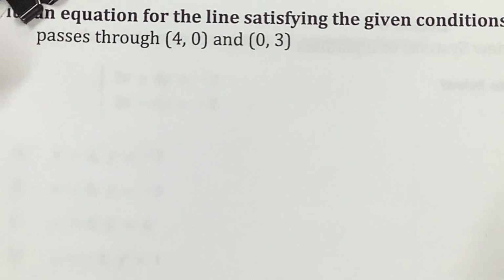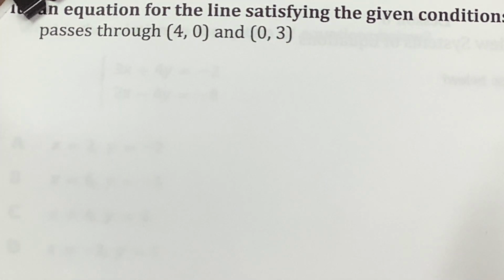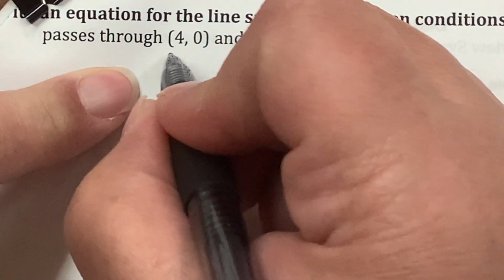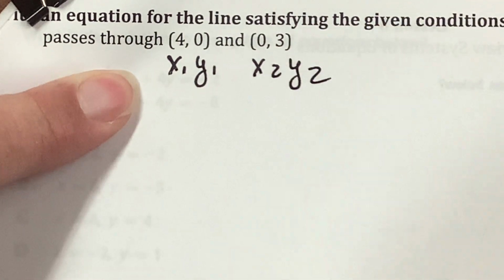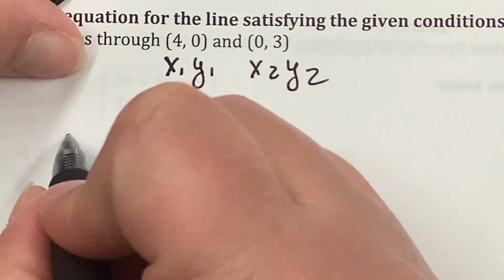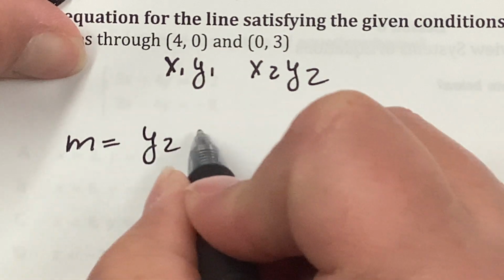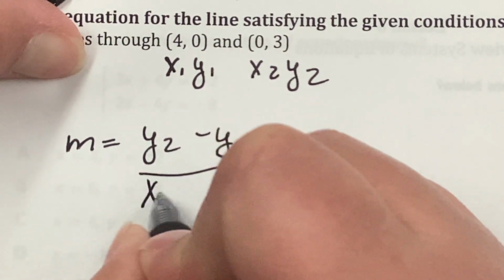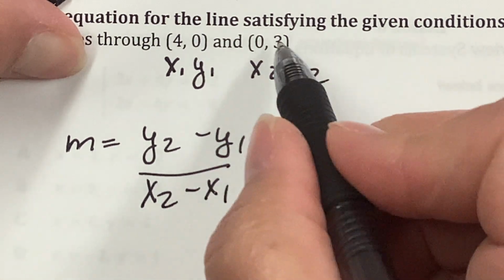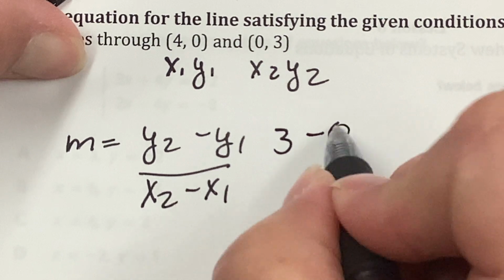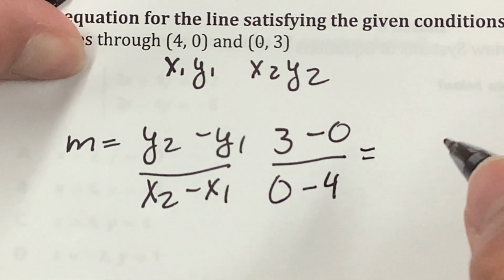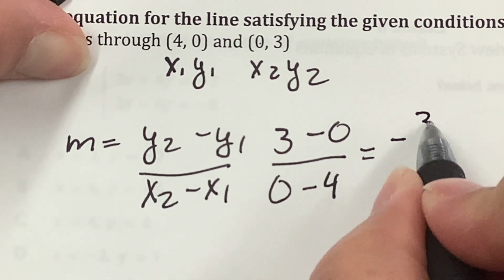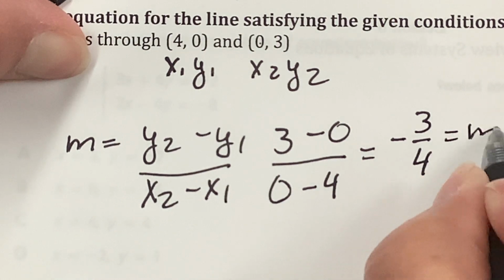All right, those were the hard ones. Now, back to the easier problems. Write an equation for the line satisfying the given conditions. Now, you know this is x1, y1, x2, y2. And you're going to use the equation m equals y2 minus y1 over x2 minus x1. So y2 is 3 minus 0 over 0 minus 4 to give me the fraction negative 3/4 for m.